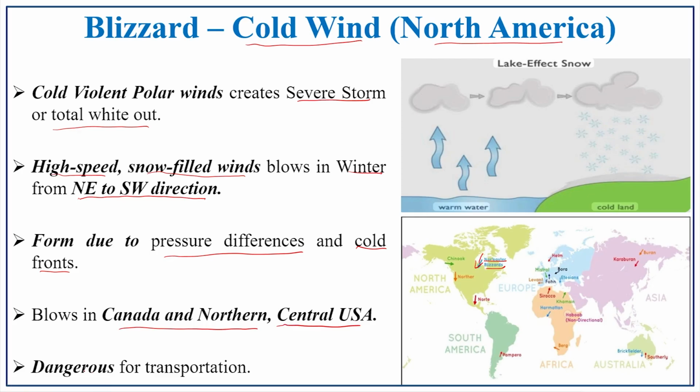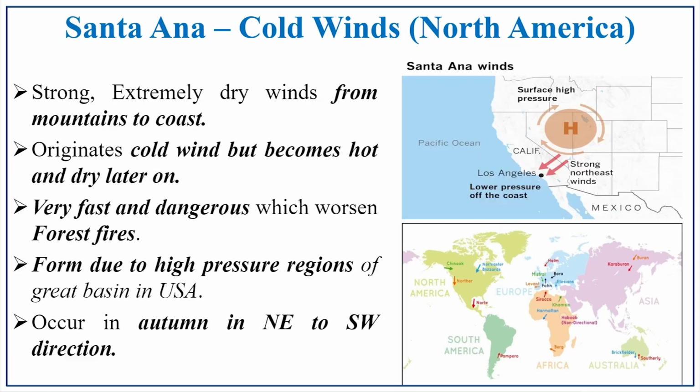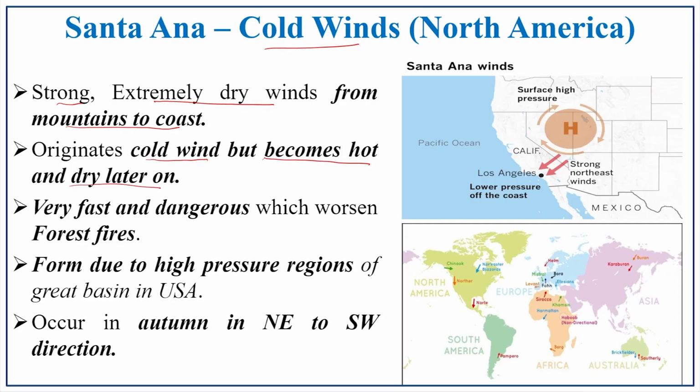It is also dangerous for transportation. So, traveling in that particular region during this wind is not advisable. The next one is the Santa Ana. This Santa Ana is a cold wind. It is a strong, extremely dry wind from mountain to coast. So, from mountain to coast this wind is blowing, and it originates as a cold wind but becomes hot and dry later on. Once it starts it is cold, but while traveling it loses its characteristics and becomes warm.